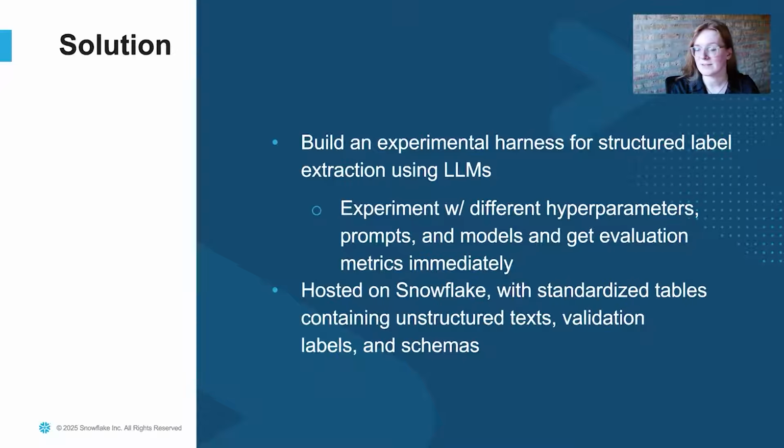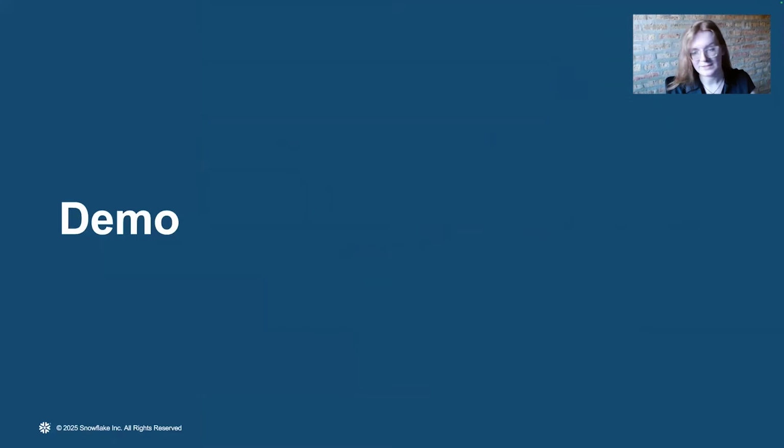And all of the state is handled via the database tables, including the text that we want to extract from, the labels that were generated by a human, and all of the schemas. So all of the schemas for the findings that we want to extract are standardized, so you don't have to worry about defining the JSON themselves. So I will give you a quick demo to show you what I'm talking about.